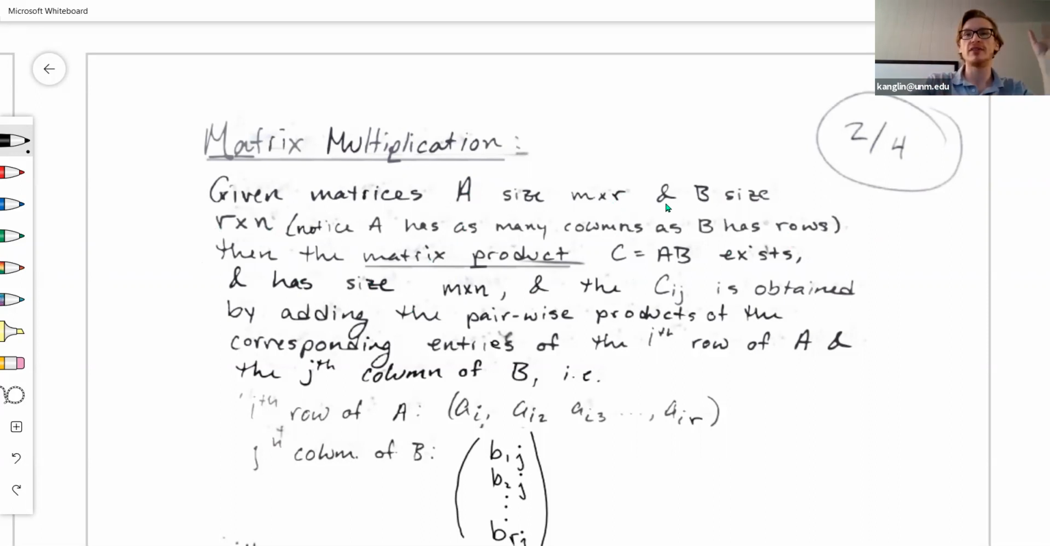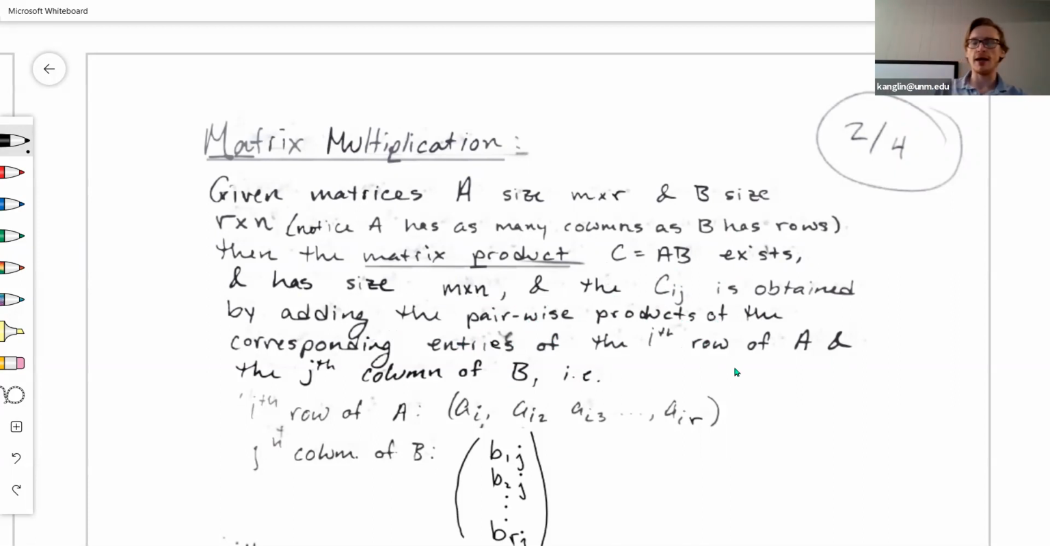So given these matrices of these very specific sizes related to each other, then the matrix product C equals AB, so the product of A and B, exists, meaning that if you don't have these dimensions, it doesn't exist, and has size m by n. And it turns out when you take this product, the ijth element of the resulting matrix C is obtained by adding, and follow this carefully, the pairwise products of the corresponding entries of the ith row of A with the jth column of B.